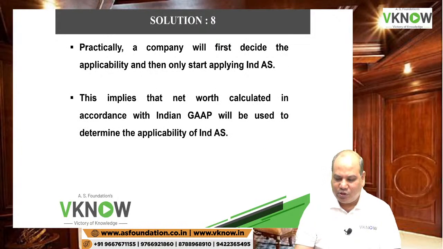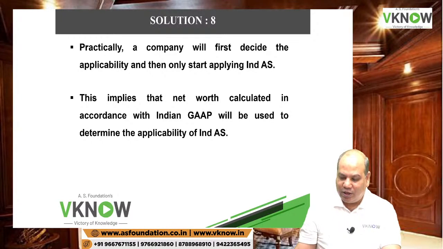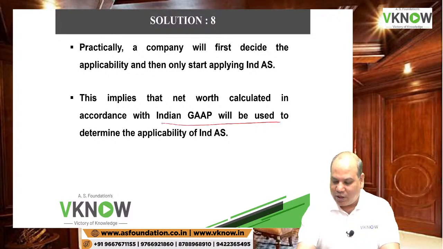Because till now you have been following Indian GAAP. Indian GAAP data is available to you. To get the data under Ind AS, you have to do the whole accounting. Every year you can't do accounting first under Indian GAAP, then under Ind AS to check the applicability. That would be too silly. So net worth calculated in accordance with Indian GAAP will be used to determine the applicability of Ind AS.